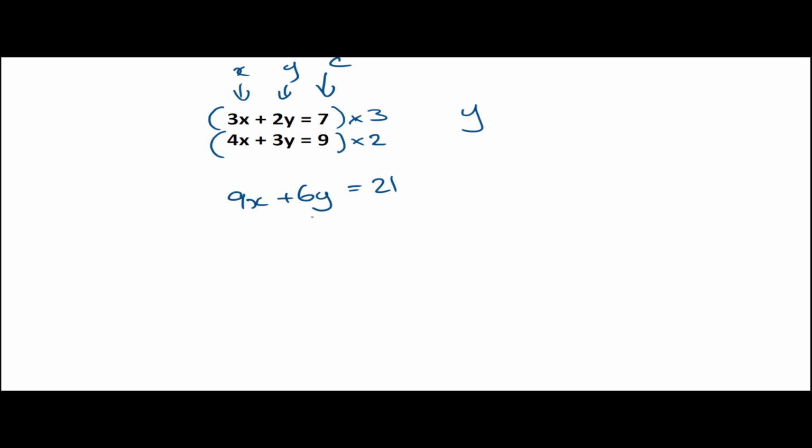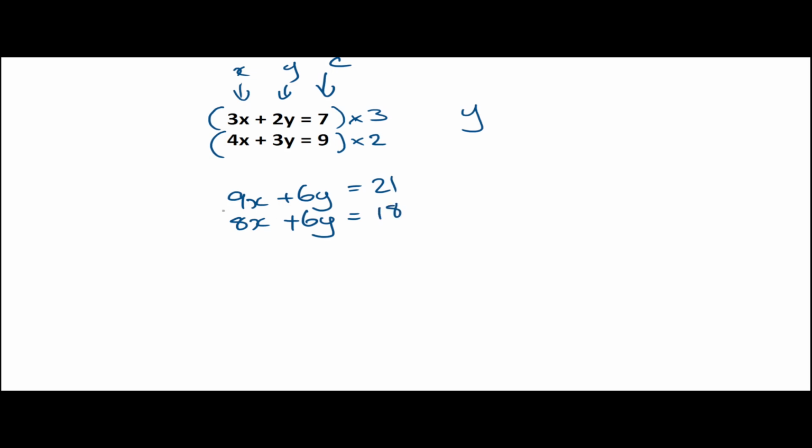And then I'm going to multiply the bottom one there by 2. So 4x times 2 is 8x plus 6y. And that's why we did it. We have now the 6y over 6y. So we can get rid of this y now. And 2 times 9 is 18.